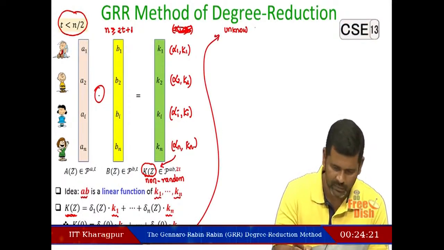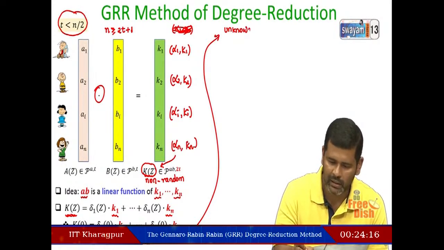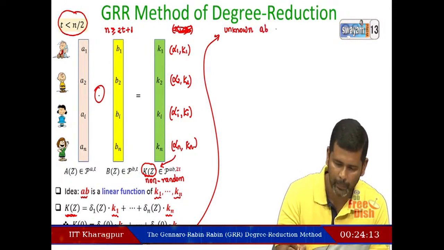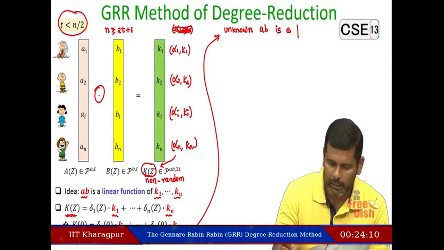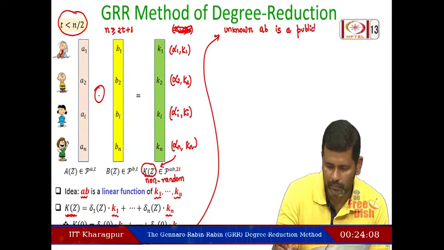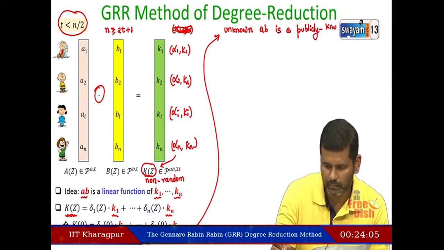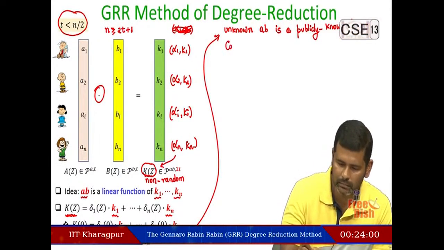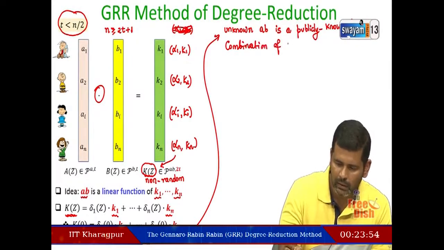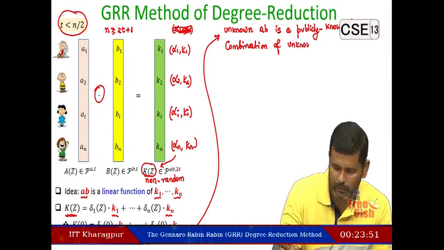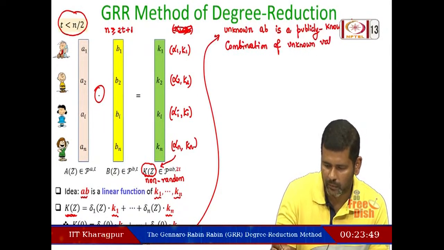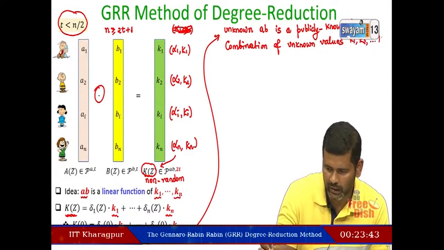So, what we have summarized here is that based on Lagrange interpolation, we know that this unknown ab, a times b, is a publicly known linear combination of unknown values k1, k2, kn.